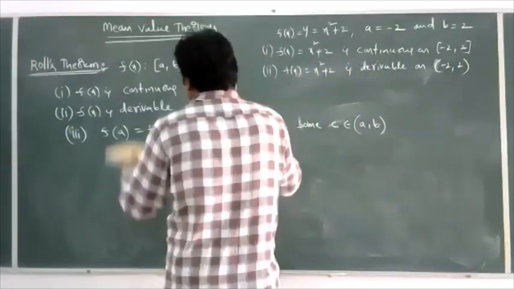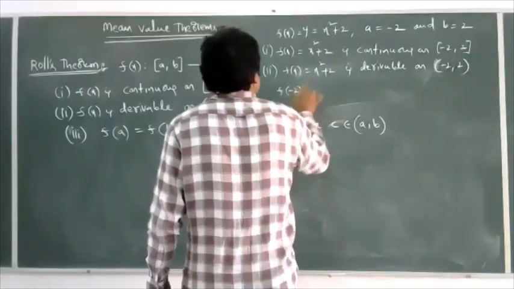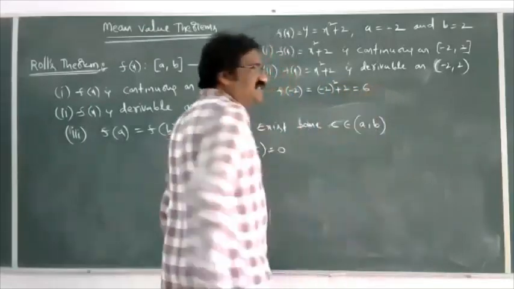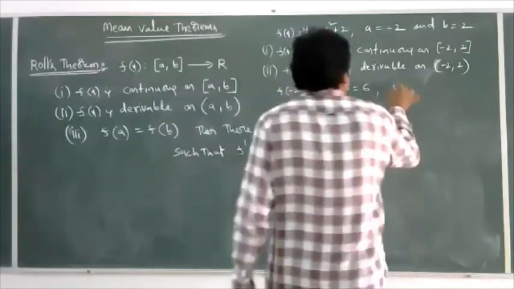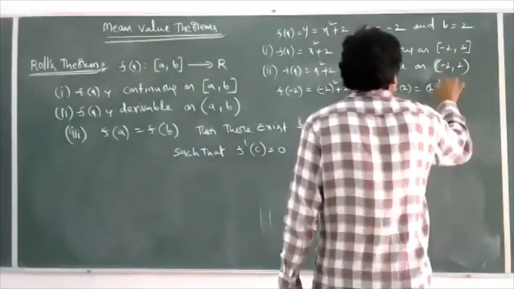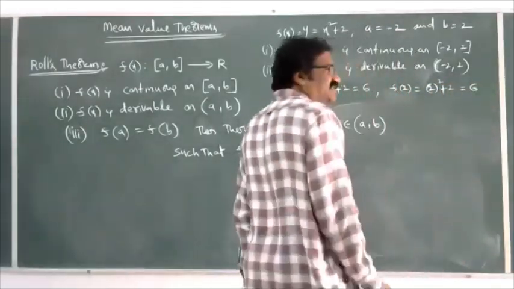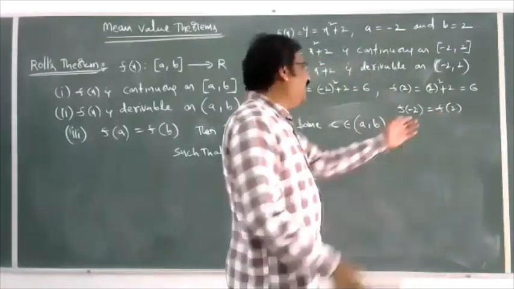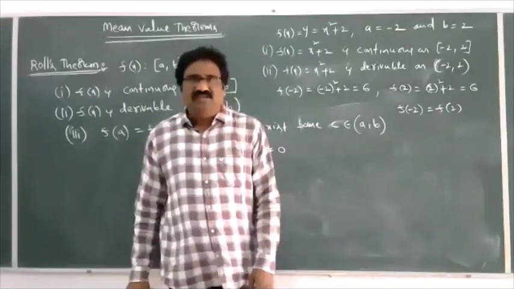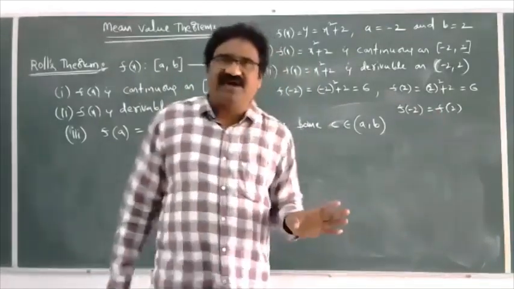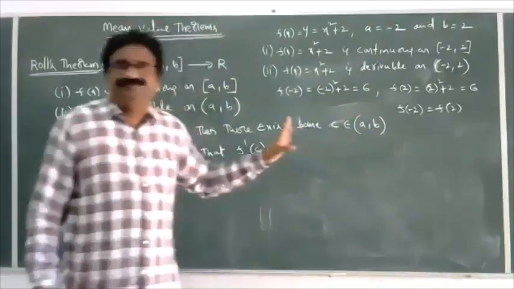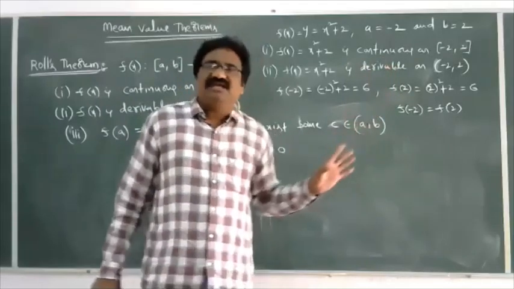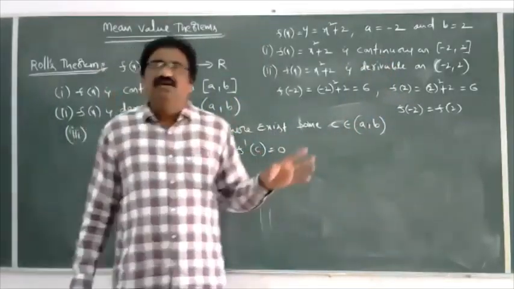Now verify the third point, that is f of a, f of minus 2. f of minus 2 is equal to minus 2 whole square plus 2, that is equal to 6. And f of 2 is equal to 2 square plus 2, that is also 6. So f of minus 2 is equal to f of 2, that is f of a is equal to f of b. So the third condition is also satisfied. Therefore, these three conditions are satisfied, and the given function f of x is equal to x square plus 2 satisfies Rolle's theorem.